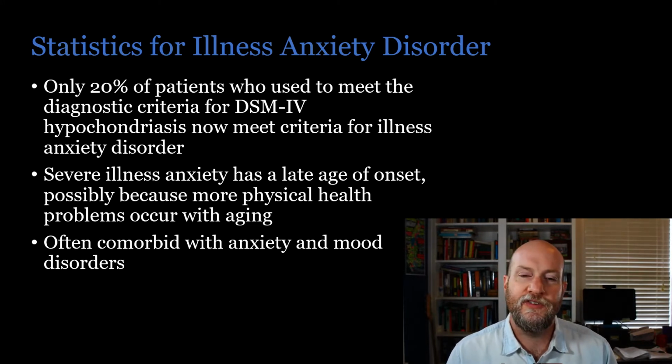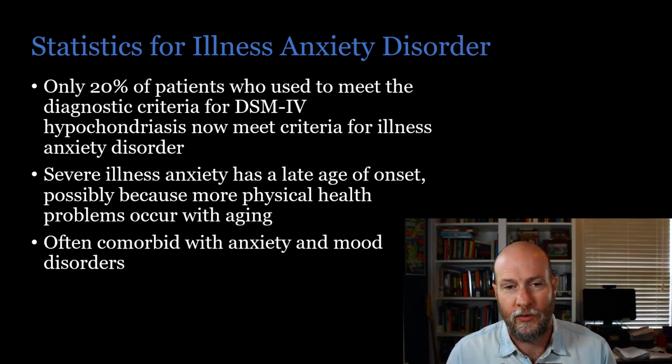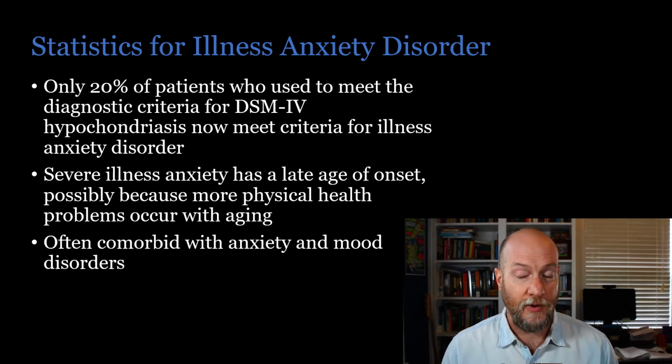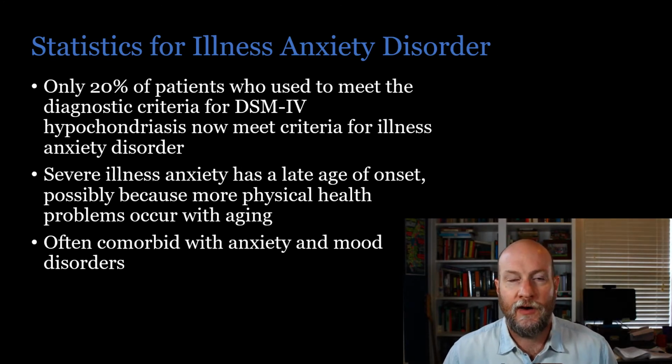So 20% of patients who used to meet that larger hypochondriasis diagnosis now meet the modern DSM-5 criteria for this disorder. When it's severe, it tends to have a later age of onset. And this is probably because it's more likely to have physical problems as you get older, right? It's more, at least superficially on the surface, it is more rational to be concerned about a heart attack, a stroke, that sort of thing, or cancers. As I mentioned, there is often some overlap and some comorbidity with anxiety and mood disorders as well.